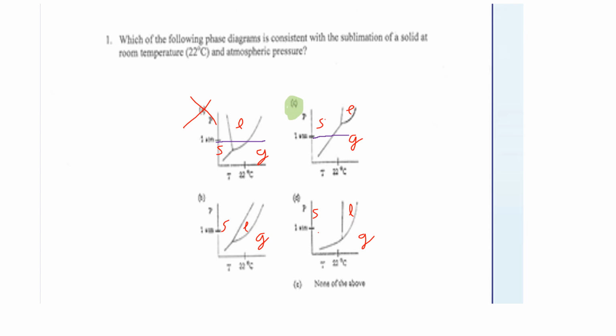Let's check out our other options. We go to the option in the bottom left. At 1 atmosphere, as we go across, solid, then we hit liquid, then we hit gas. We don't go directly from a solid to a gas at that pressure, so we can rule that one out. The last one, what's happening at 1 atmosphere? Well, at 1 atmosphere solid, then we go liquid, then we do hit the gas, so we can rule that one out. So top right is looking like our good choice for this one.